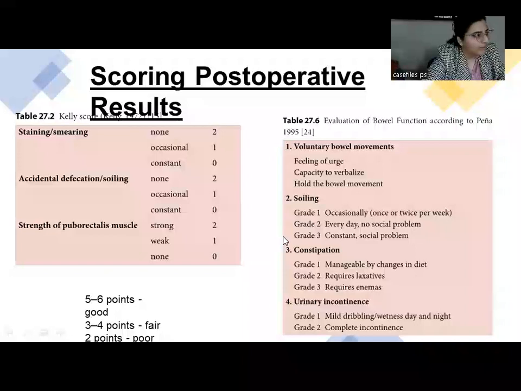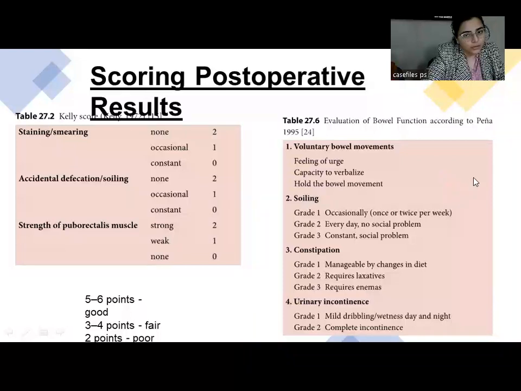The initial two more important scoring systems which are predominantly used are the Kelly scoring system and the Penna scoring system. In the Kelly scoring system, they focus on three things: whether the patient is having staining or smearing, whether the patient is having episodes of soiling or accidental defecation into the diaper, and the strength of the puborectalis muscle. Based on this, we categorize cases as having good, fair, or poor prognosis.